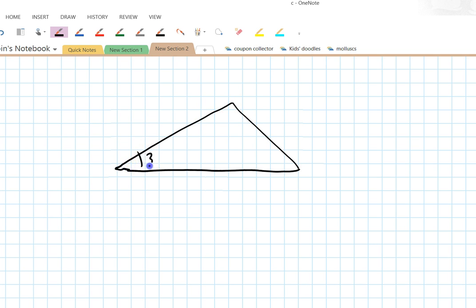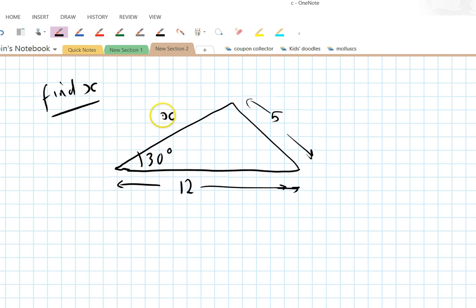For example, we're given that that angle is 30 degrees. We're given that that distance there is 12 centimeters. This distance here is 5 centimeters, so that line there is 5, and that's x, and we've got to find x. Well, there it is, I guess, but we've got to find out how long x is.